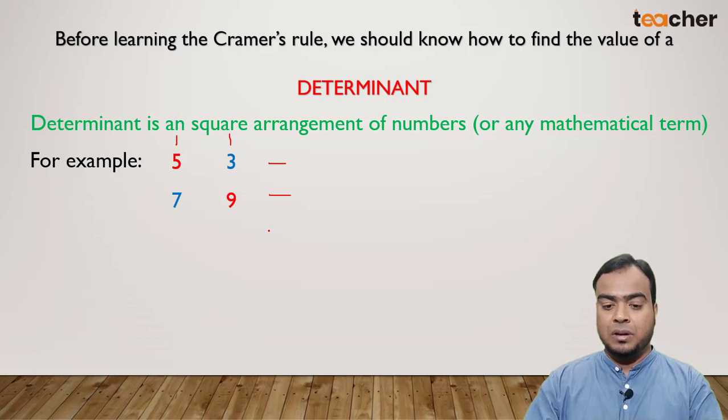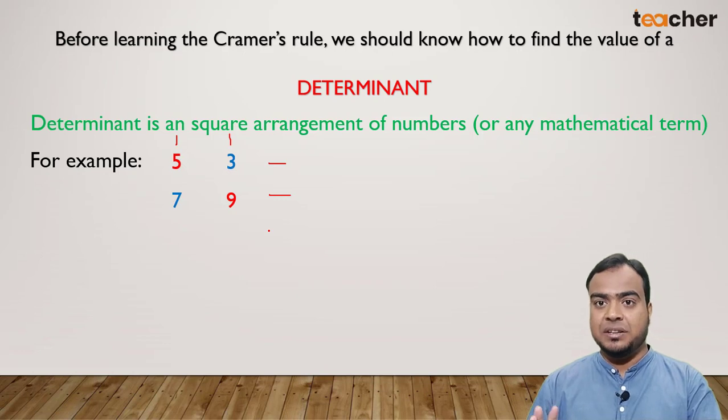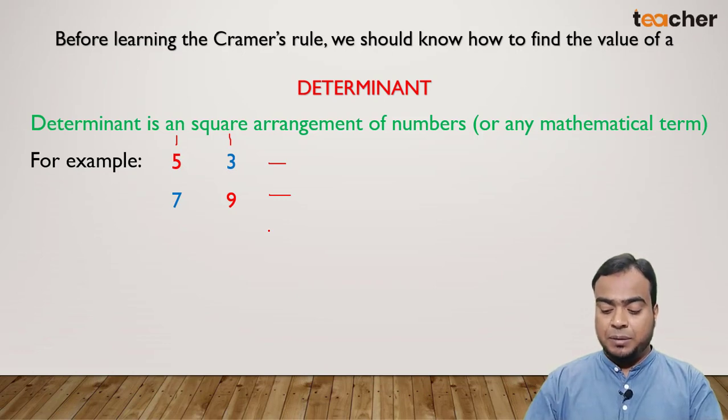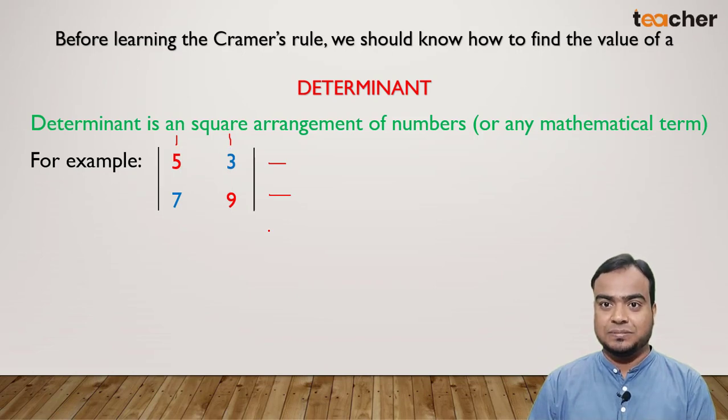The determinant can have more rows and more columns, but they should be in square form, meaning the number of columns and the number of rows should be the same. Such an arrangement is called a determinant. The determinant is represented between two straight lines called modulus signs.